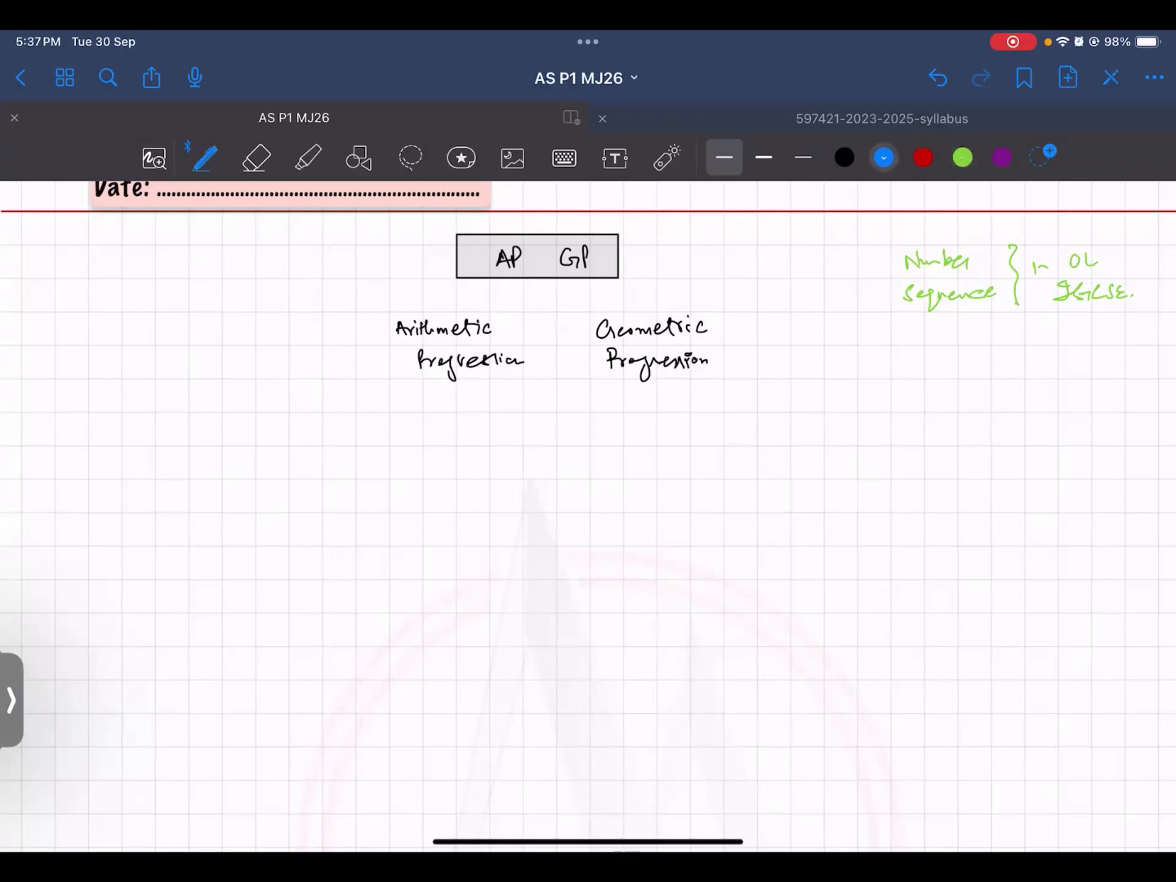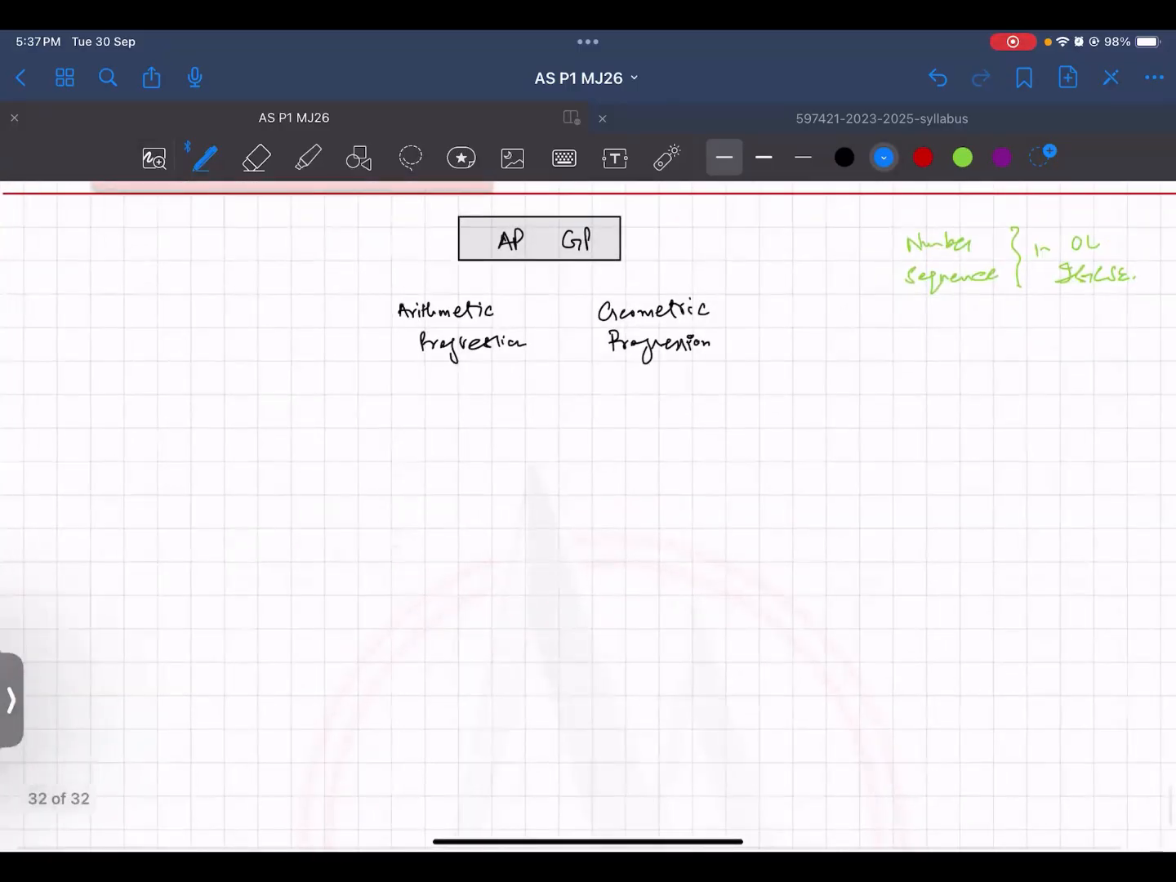and they have a similar, what do you say? It's not very difficult. It's one of the easier topics, and you have to understand which one is which. How do you identify if it is arithmetic, or how do you identify if it is geometric? You will have to see that, and it's a very simple difference between them.